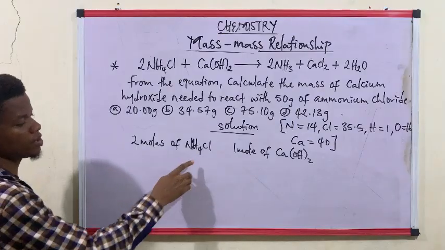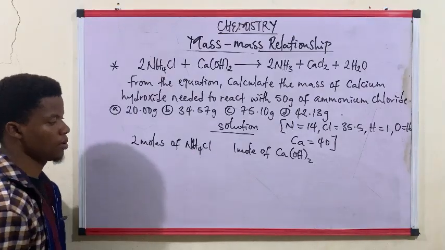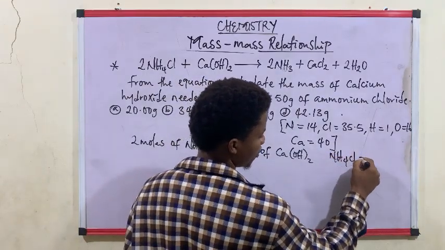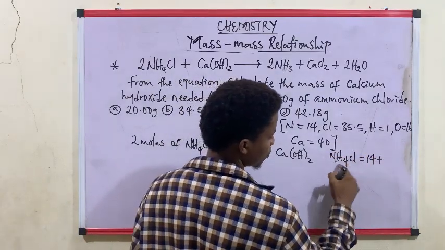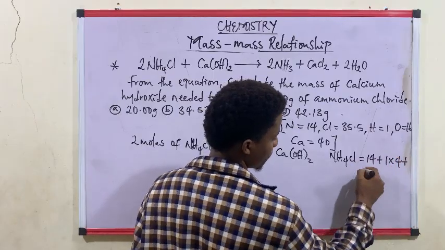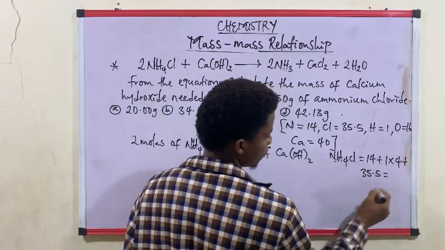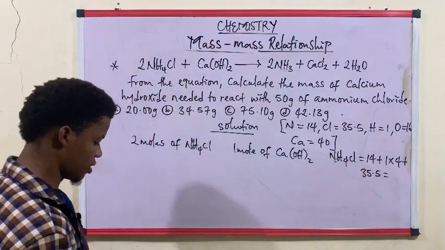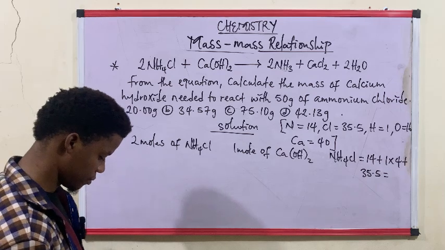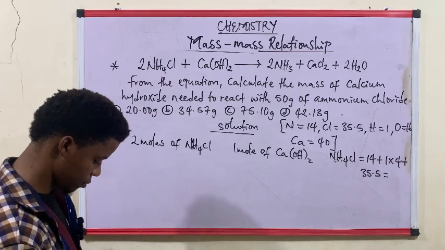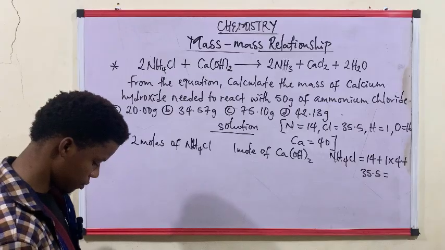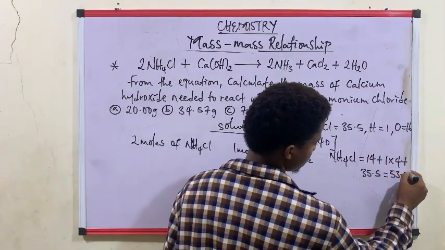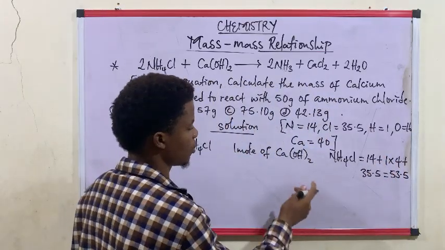Now, let us find the molecular mass of ammonium chloride. In doing that, we have NH4Cl equal to 14 plus 1 times 4 plus 35.5. By the time we put this in our calculator, we're going to have 18 plus 35.5. That is 53.5. Alright, that's our molecular mass.